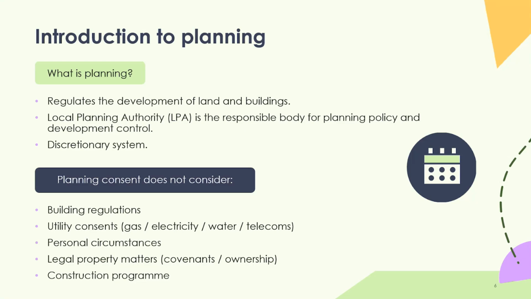Planning regulates the development of land and buildings in England. The local planning authority is the responsible body for planning policy and development control. It is to some extent a discretionary system. It is a kind of legal structure, so it operates within those legal boundaries, and that's sometimes where you get slightly grey areas where it's an interpretation of the definition. So within the planning consent, what isn't considered is building regulations, any utility consents, personal circumstances, legal property matters like covenants and ownerships, and a construction programme.